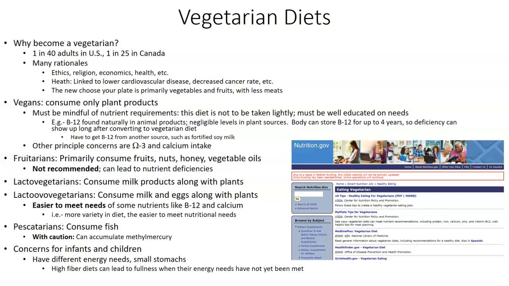Pescatarians, they consume only fish as a meat. This is to be done with caution. You really shouldn't be consuming fish every day. We'll talk about that in a different lecture, but it's because fish can contain methyl mercury, so you can get an accumulation of mercury within your body if you follow that type of a diet.